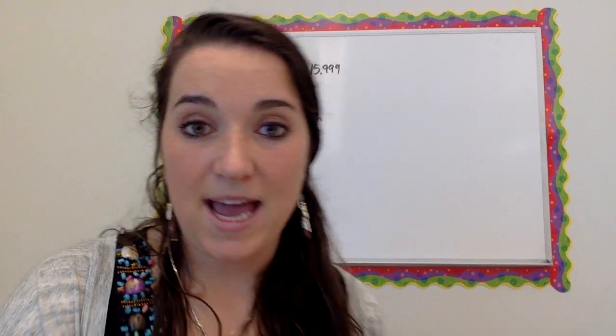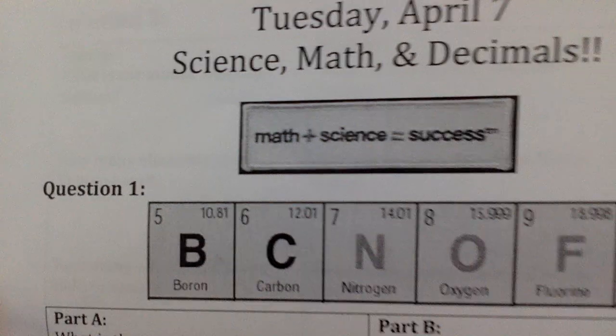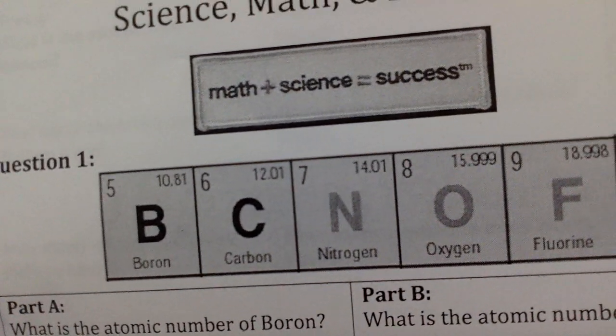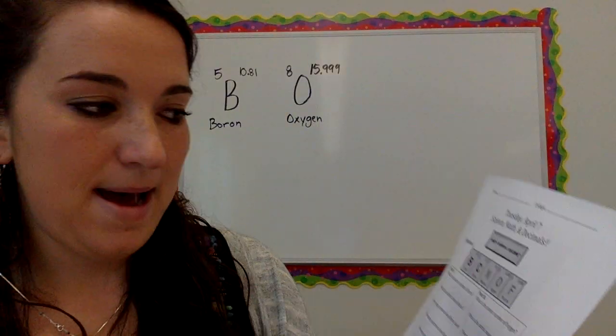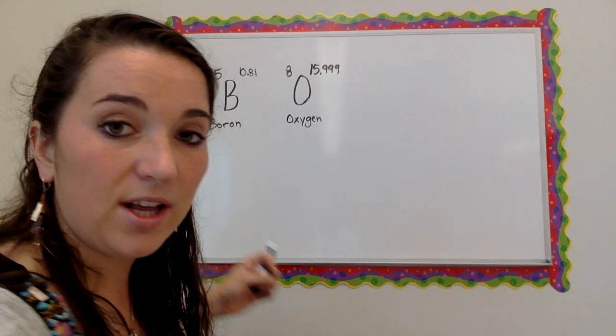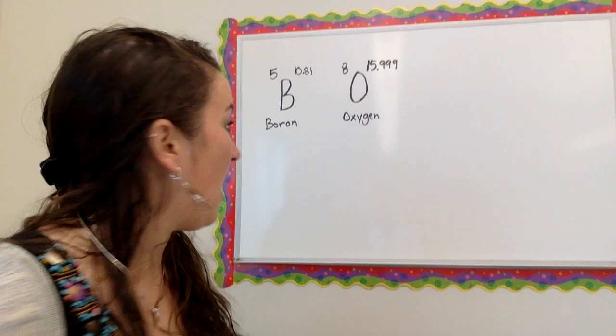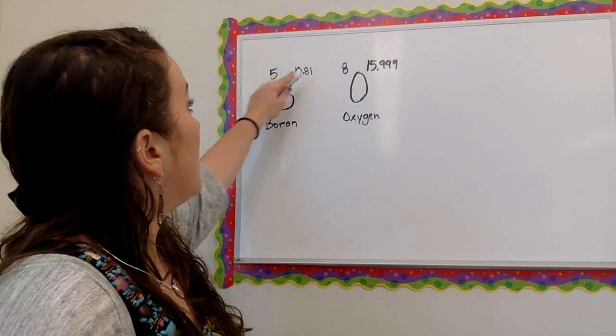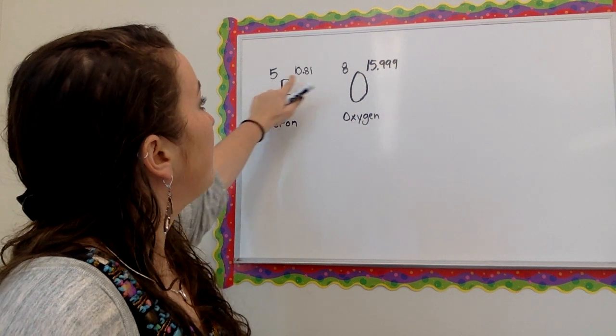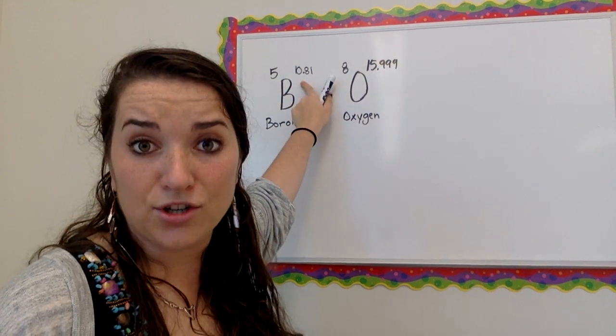At the top of the page, you have a little diagram of a few elements from the periodic table, all with their atomic number and atomic mass. Looking up here, because I've written out boron and oxygen, we have two numbers above boron. I have 5 and 10 and 81 hundredths.